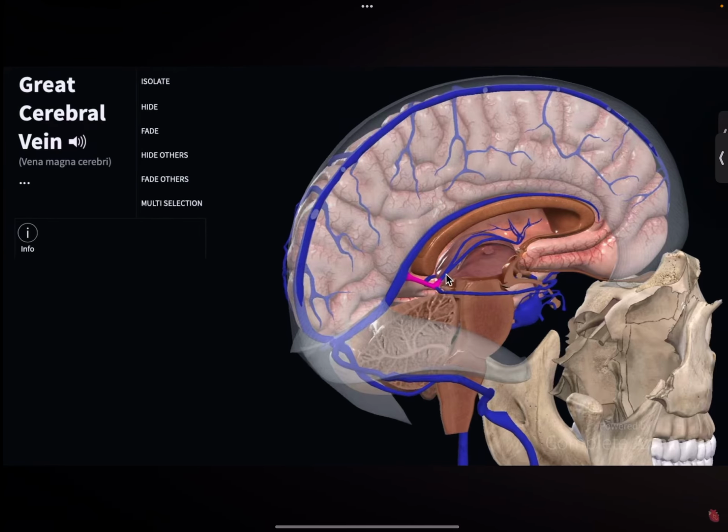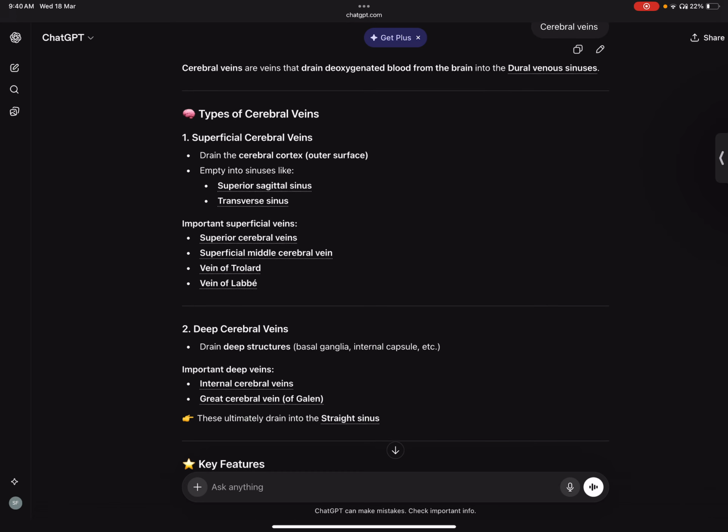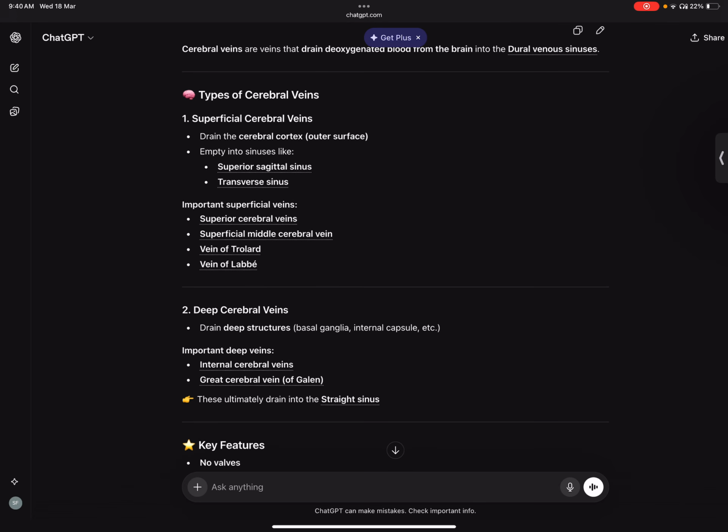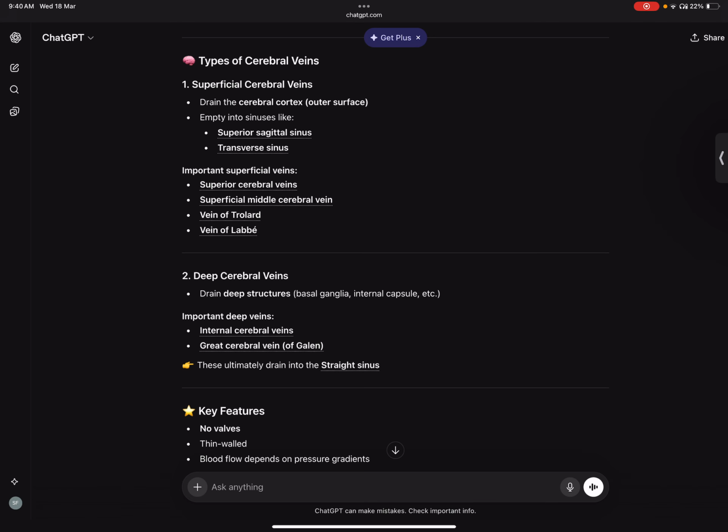And the anastomotic veins, for them, I'll tell you that they have special names. Let's just look at them as well. Here's a recap. Cerebral veins are veins that drain deoxygenated blood from the brain into the dural venous sinuses. Now, superficial cerebral veins drain the cerebral cortex, the outer surface, right? This empties into the superior sagittal sinus as well as the transverse sinus. Easy. So you had the superior cerebral vein draining into the superior sagittal sinus. Then you had the superficial middle cerebral vein. With the help of the superior anastomotic vein, it was draining into the superior sagittal sinus, and with the help of the inferior anastomotic vein, it was draining into the transverse sinus.